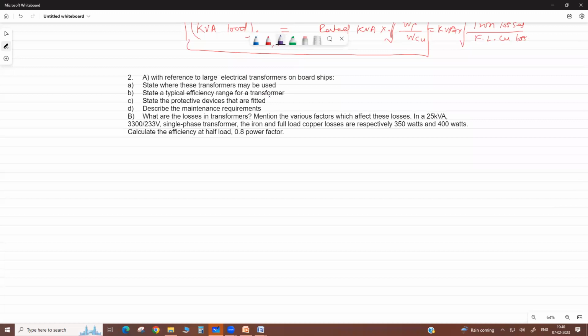We put thermocouples to continuously monitor the winding. Then there is under voltage, overload, short circuit, surge protection, and differential protection. You have to list out these protections. Then describe the maintenance requirement. In the maintenance schedule there are daily and weekly checks. In the oil type, there is an additional safety: we check the oil leakage and the oil quality.